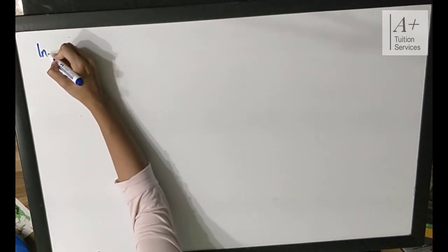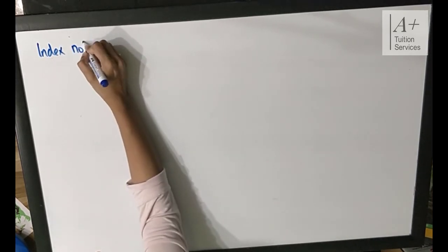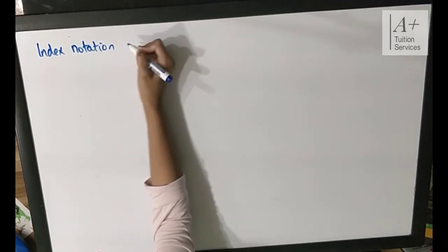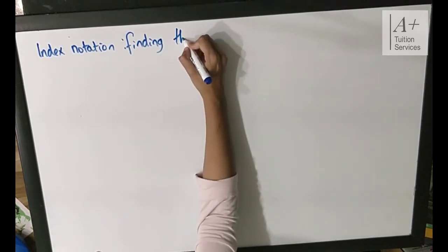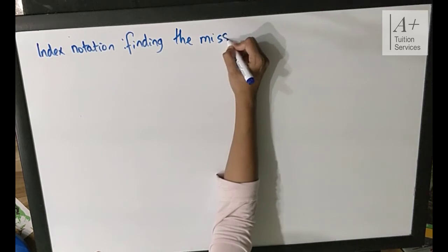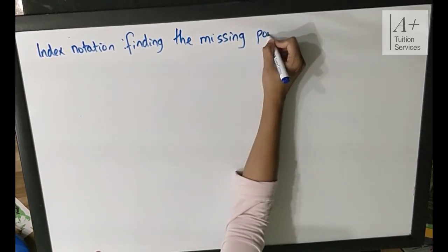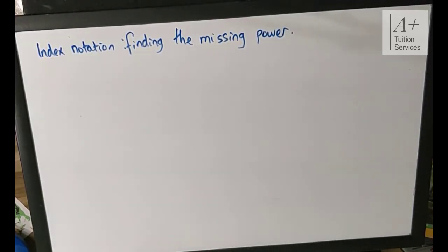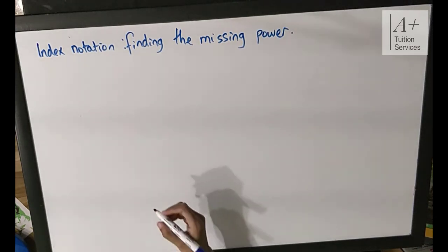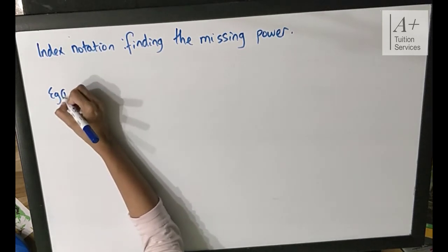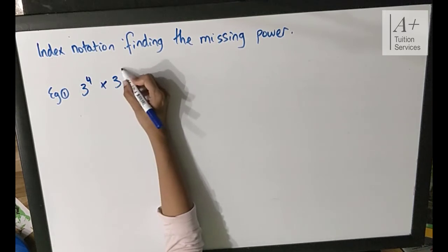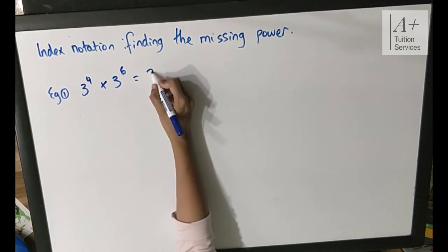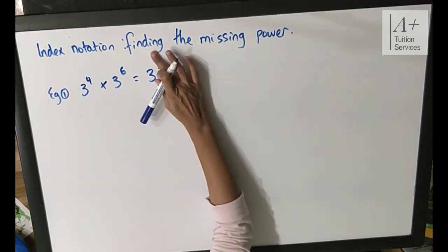So index notation, finding the missing power. So let's say I have example 1, I have 3 to the power of 4 multiplied by 3 to the power of 6 is equal to 3 to which power, right? We need to find this.